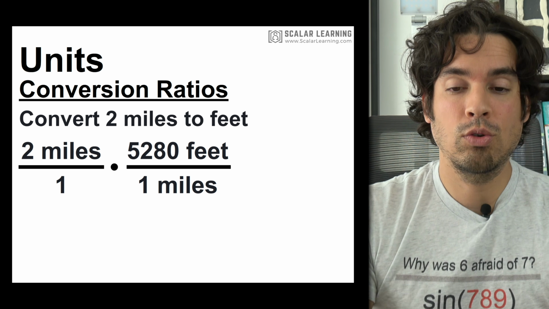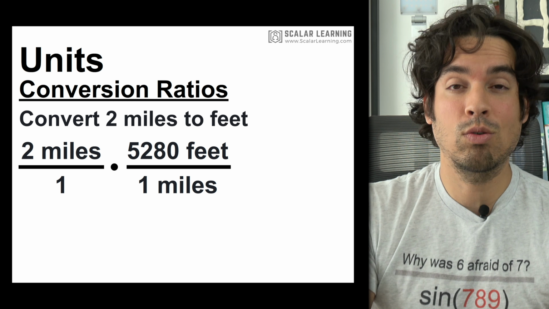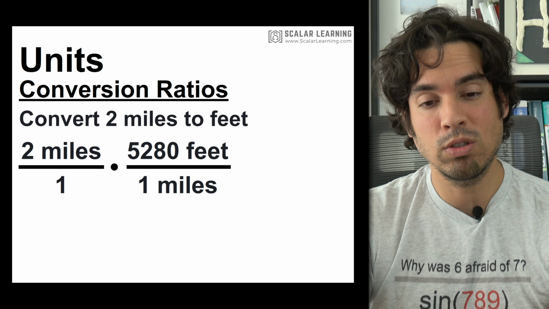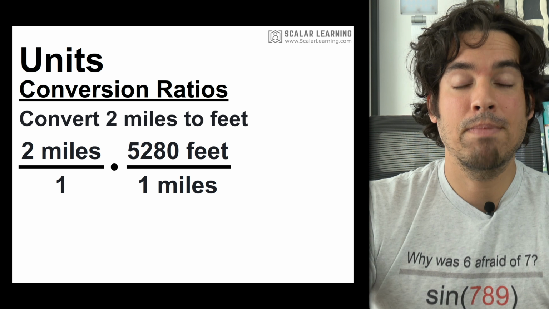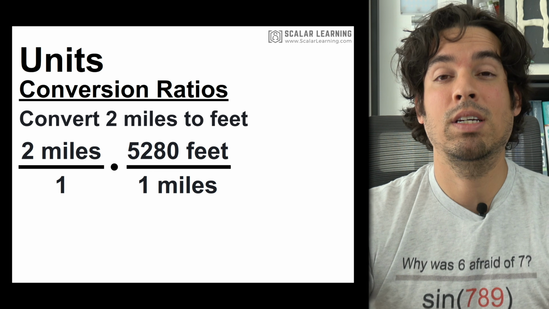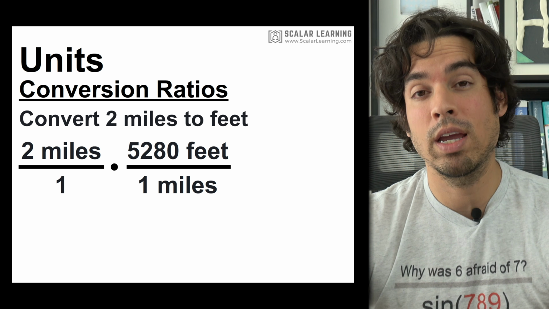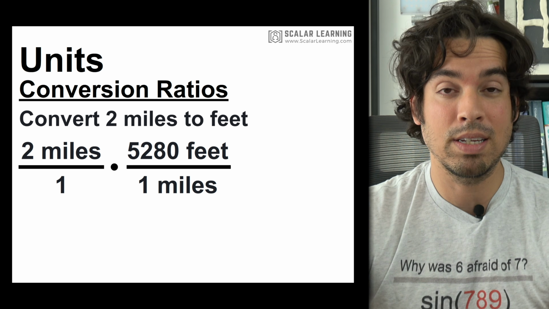So why did I choose that ratio? Well, because 5,280 feet actually equals 1 mile. So technically that is one we are allowed to multiply with, and it doesn't change the value. And also the fact that I've got miles on the bottom, that's very important because I want the miles to be opposite the miles in the original value. That way we can cancel those out and we'll be left with feet, thereby completing the conversion.